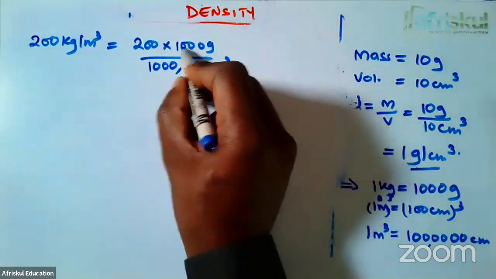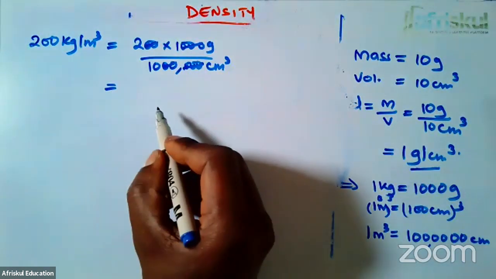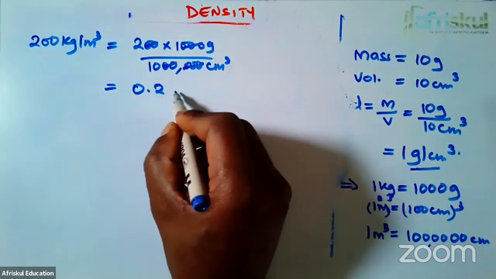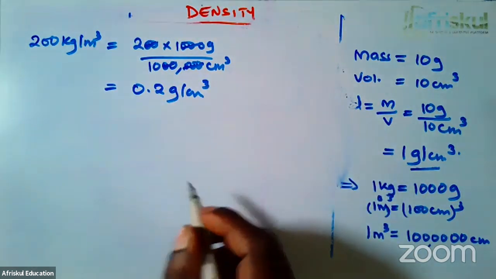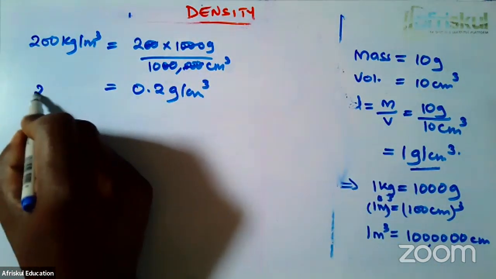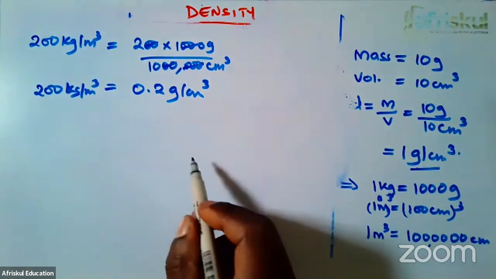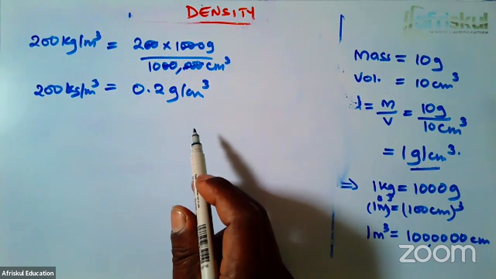So now the zeros are going to cancel. 3 of these are going to cancel. 2 of these are going to cancel. So now that is giving you 2 over 10. That is the same as saying 0.2 grams per cubic centimeter. Therefore, 200 kilograms per cubic meter is equivalent to 0.2 grams per cubic centimeter.